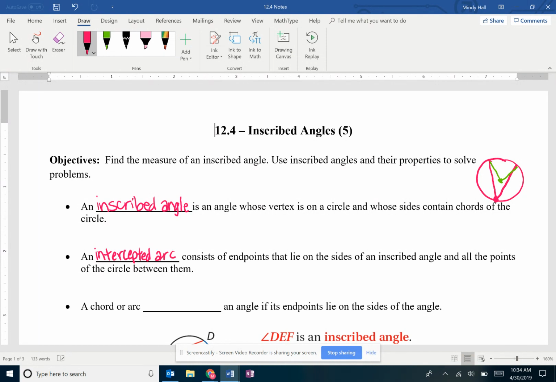So then an intercepted arc consists of endpoints that lie on the sides of an inscribed angle and all the points on a circle in between. So on my little sketch, it'd be that little space. And then a chord or arc subtends an angle if its endpoints lie on the sides of the angle.